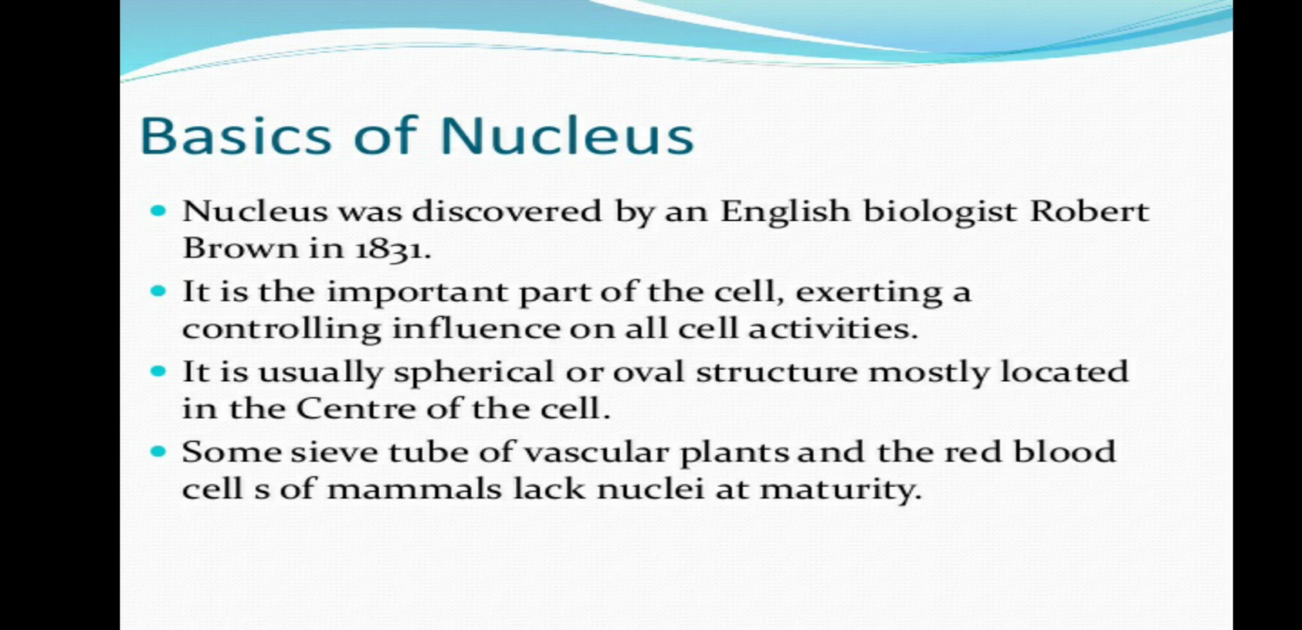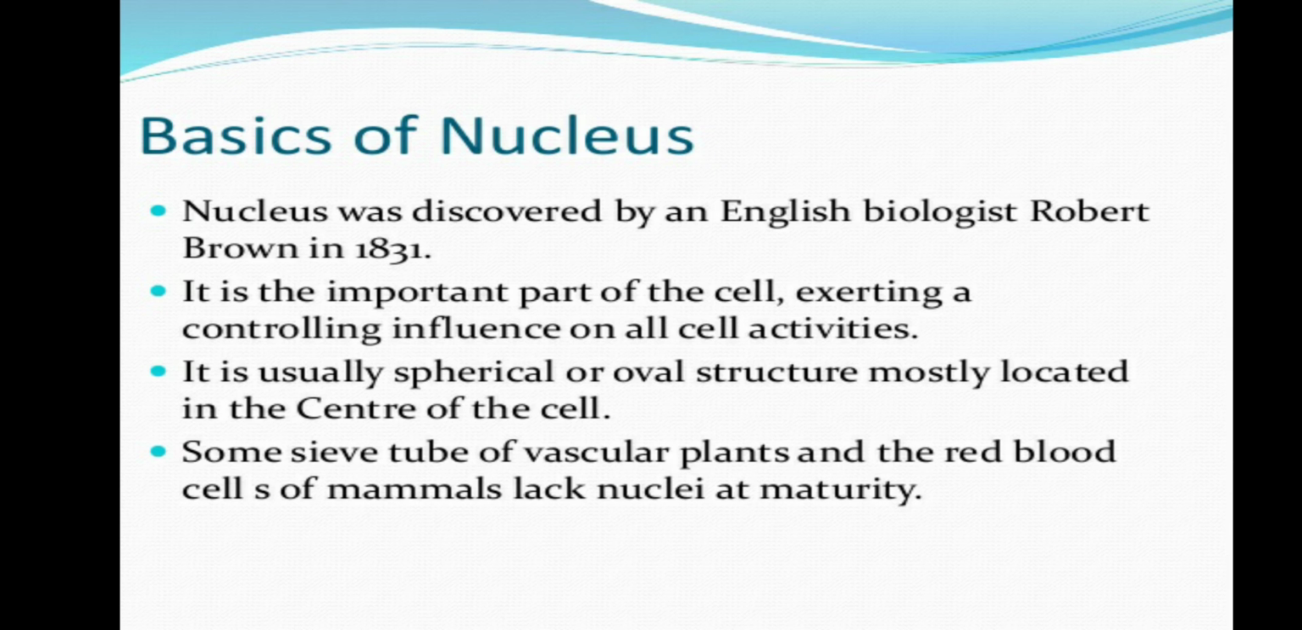The nucleus was discovered by Robert Brown in 1831. It is a very important part of the cell. The nucleus is known as the brain of the cell because it controls all the activities of the cell. It is the control center of the cell. The shape of the nucleus is spherical or oval.